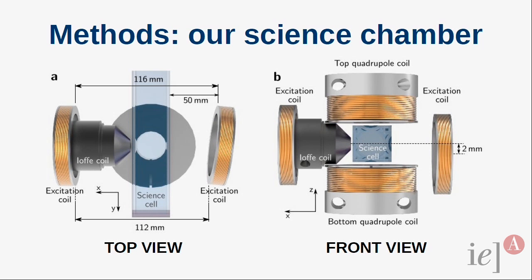We have here the pairs of coils that create the magnetic field for the magnetic trap. So all our measurements here have been performed in a magnetic trap. And we see here that those are the exciting coils that we use to produce the turbulent measurements, but we have not used them in this experiment, as the measurements have been done only in equilibrium.